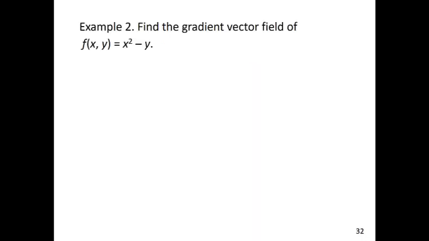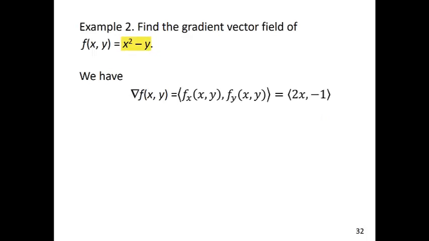So let's do an example. Let's find the gradient vector field for the function x squared minus y. We start by finding the gradient. Our gradient of f is the vector whose components are the partial derivatives. The partial derivative with respect to x will be 2x, and the partial derivative with respect to y will be negative 1. So we have the gradient vector field, which takes the point xy to the vector 2x, negative 1.